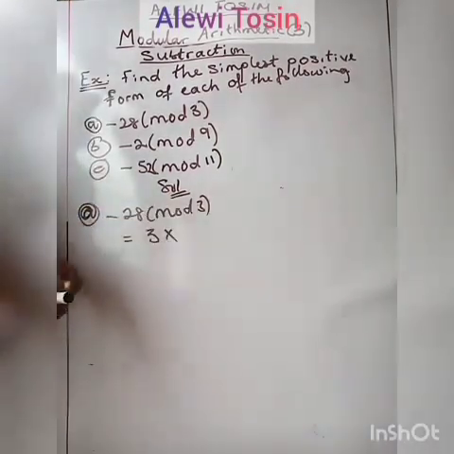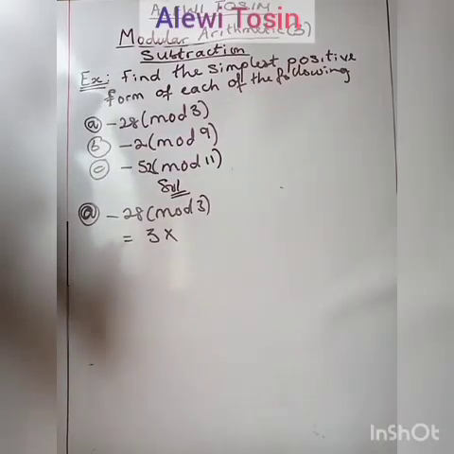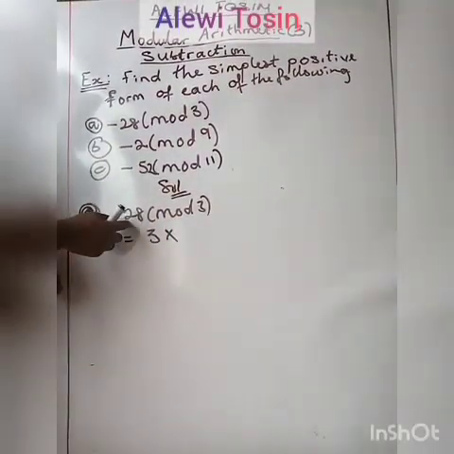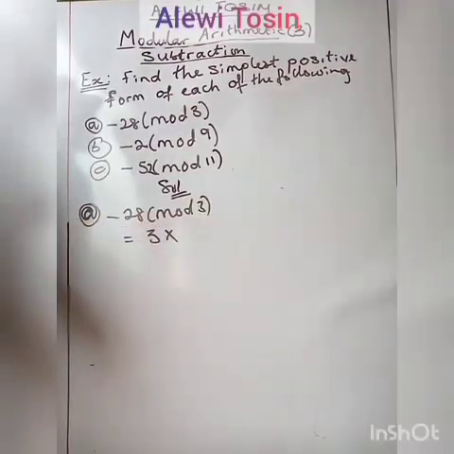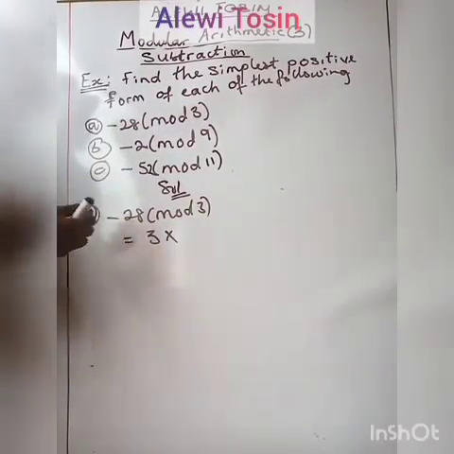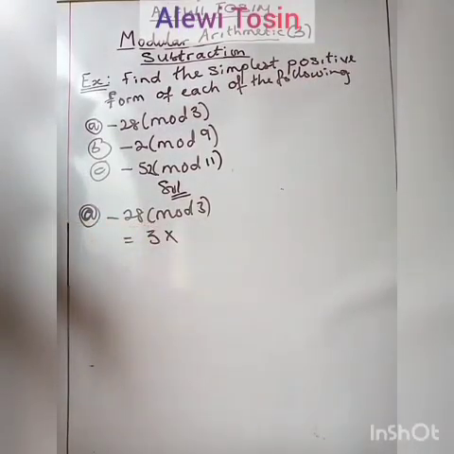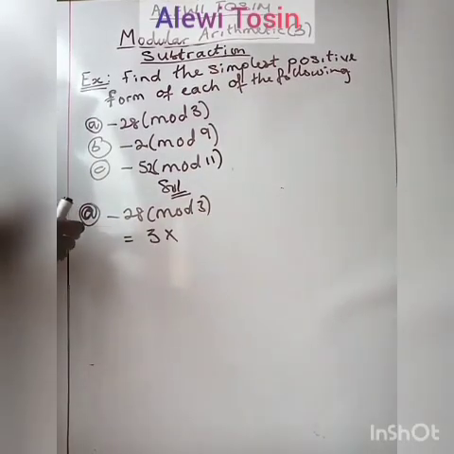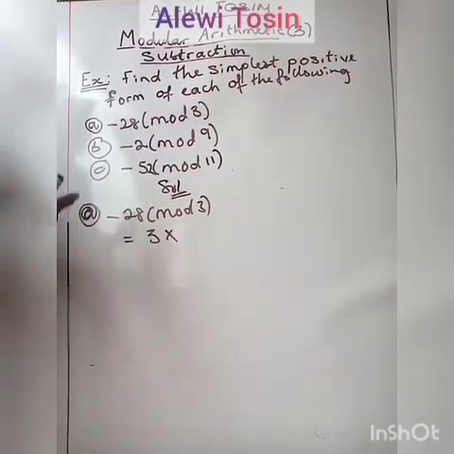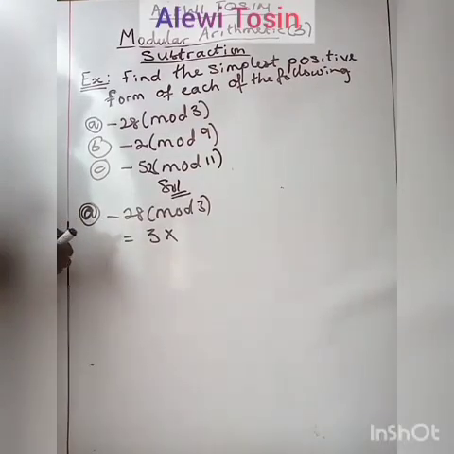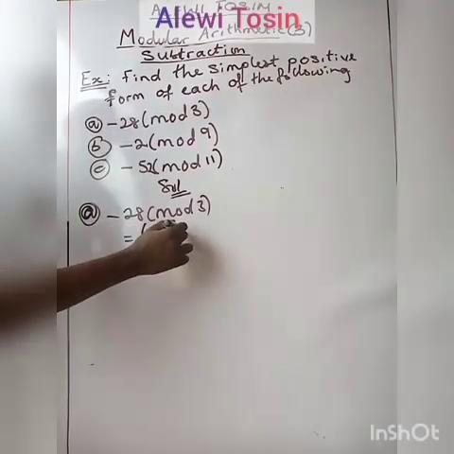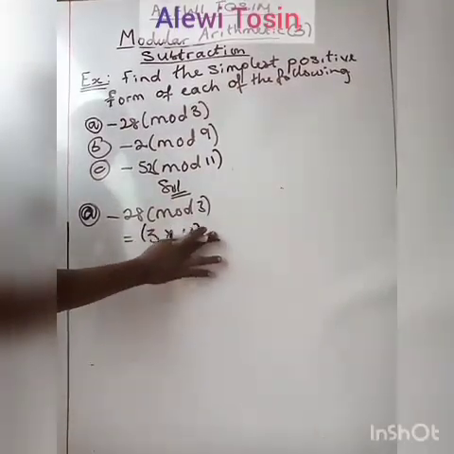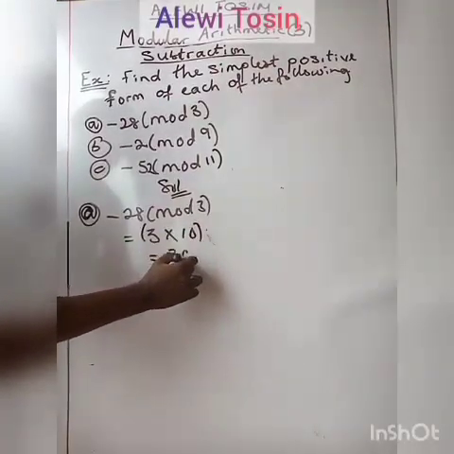3 times 7 is 21, it's not up to 28. 3 times 8 is 24, it's not up to 28. 3 times 9 is 27, it's not up to 28. 3 times 10 is up to 28 and bigger than 28. You don't need to take 3 times 11, because that would be 33. So just go by saying 3 times 10, which will be equal to 30.